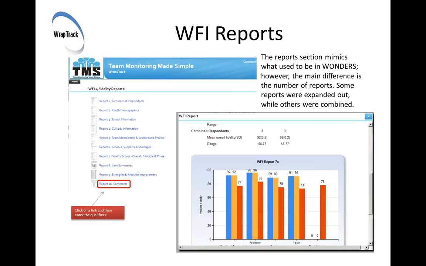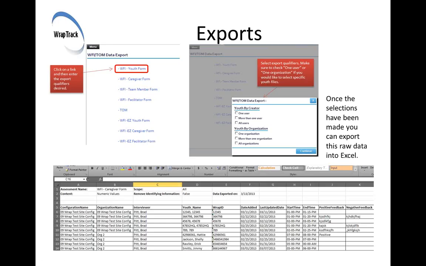Okay, so the reports feature again mimics what we had in Wonders, but with an upgraded look and feel. We've also condensed some of our reports, but it's all the same information that's always been gathered and collected. And what you do is click on one of these links that you'd like to look at, and then you'll enter some qualifying data that allows you to specify what you'd like to report out. So that's one thing to note.